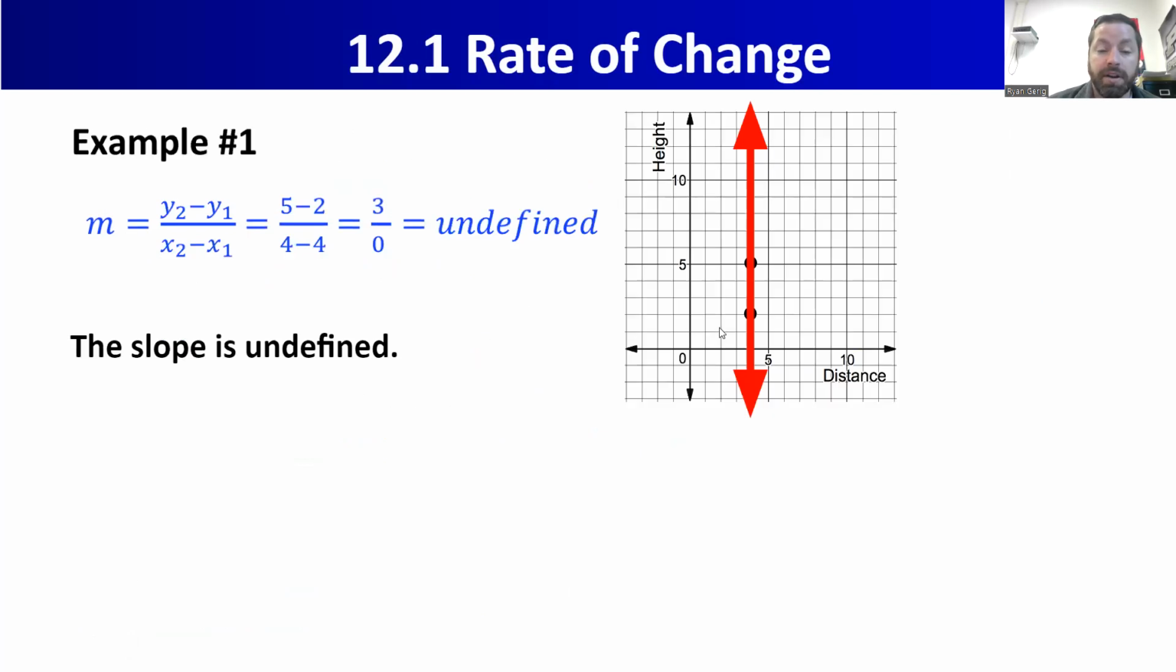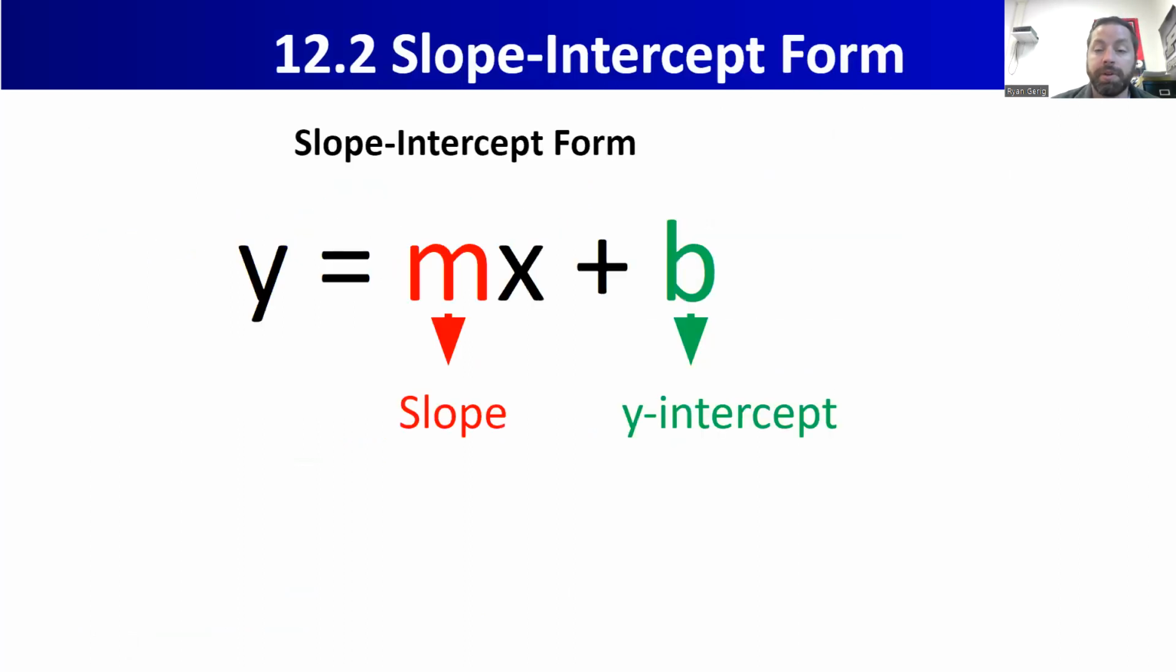Then we looked at undefined slope and zero slope. So undefined slope goes with a vertical line, and the slope of zero goes with a horizontal line. And then we moved on to slope-intercept form.